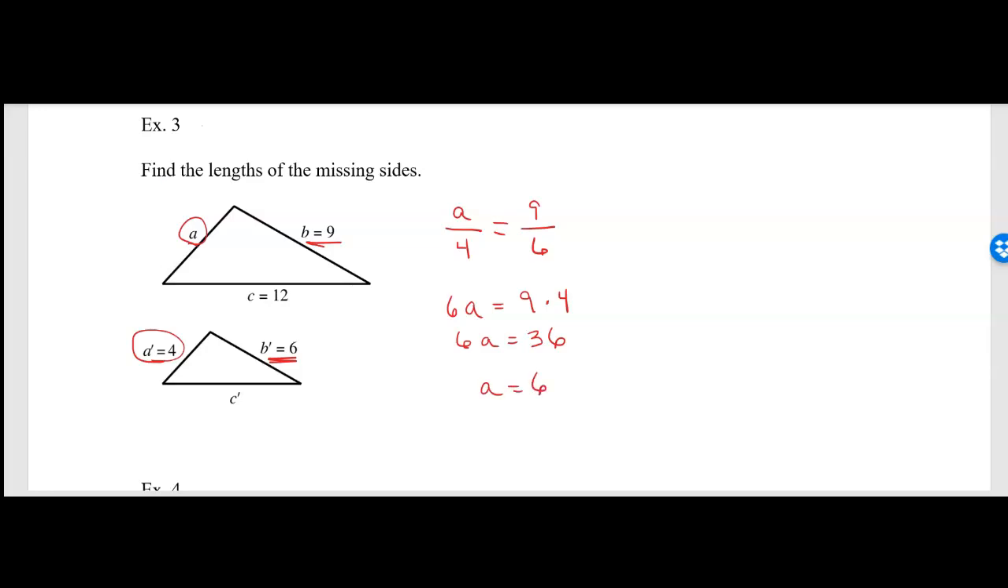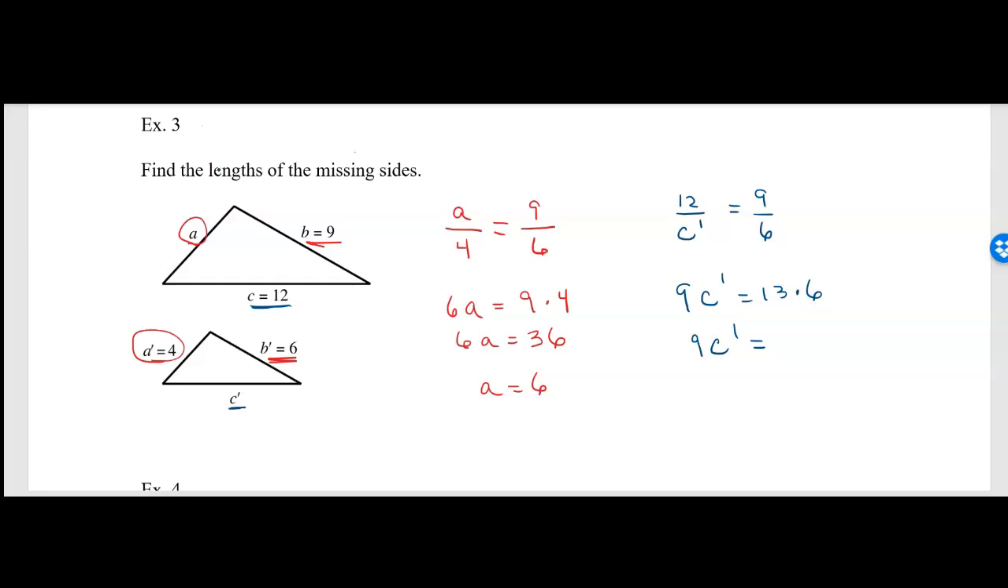6. Now we're going to go find the C. Well, the 12 here corresponds to this C. That means I'm going to do 12 over the C prime equals, and we're just going to use the same numbers we used last time. You can do that. And then you cross multiply. So 9 times C prime equals 13 times 6.